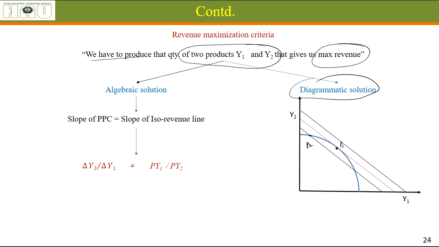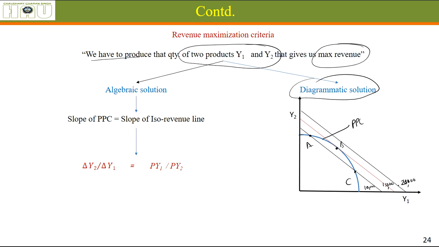These three combinations can be produced, which are going to give us different revenue. This is going to give us 10,000 rupees, this is going to give us 15,000, and this revenue line means all the combinations on this line give us 20,000 rupees. Okay, so which combination should we produce with the given level of inputs? Remember, only the combinations which are falling on this PPC can be produced.